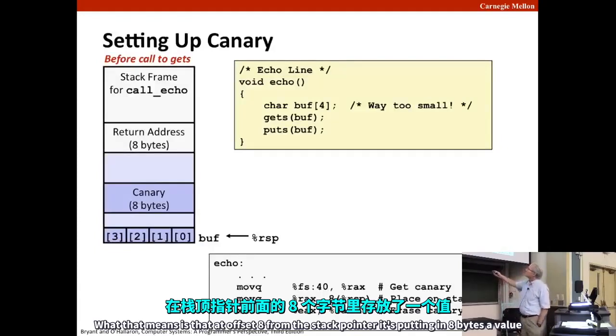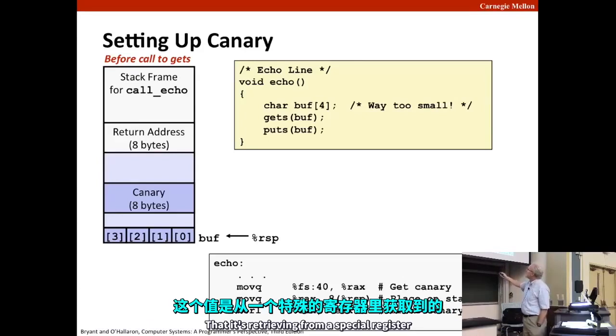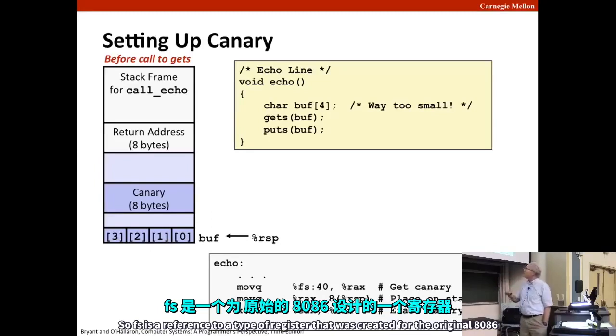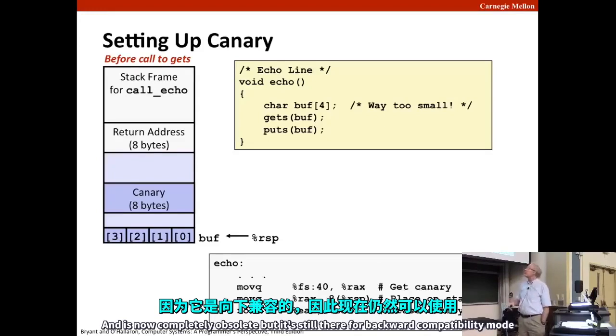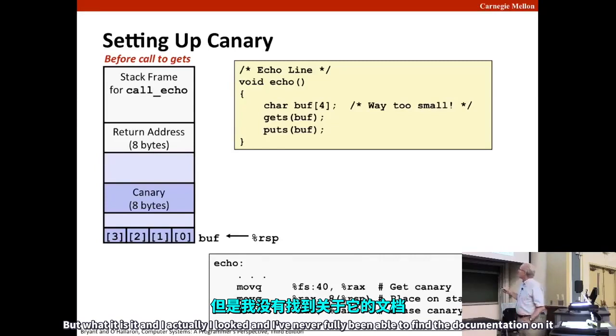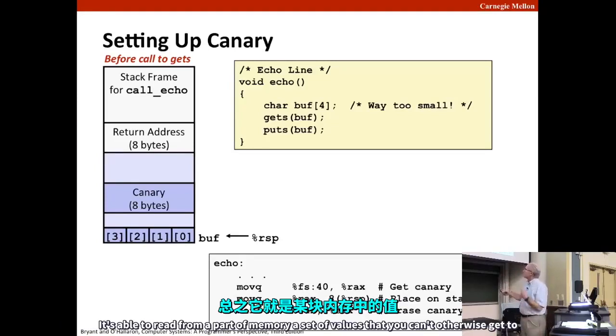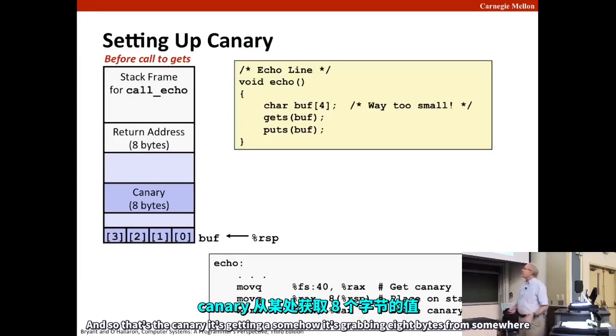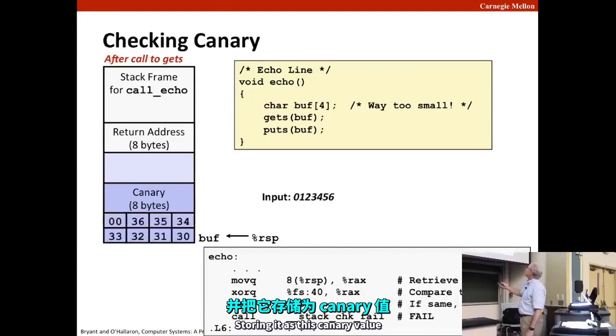What that means is that at offset 8 from the stack pointer, it's putting in 8 bytes of value that it's retrieving from a special register. So FS is a reference to a type of register that was created for the original 8086 and is now completely obsolete, but it's still there for backward compatibility mode. But what it is, and I've looked and I've never fully been able to find the documentation on it, it's able to read from a part of memory, a set of values that you can't otherwise get to. And so that's the canary. Somehow it's grabbing 8 bytes from somewhere, storing it as this canary value.